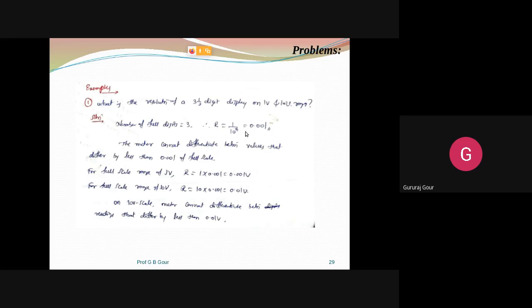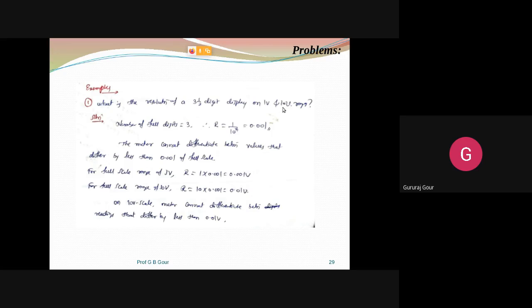So the resolution is 1 by 10 to the power n. As per what is given, the full digits for 3.5 are 3. So we can substitute, very simple, and we will get 0.001. If you want to express it in percentage, simply multiply it by 100. So we will get 0.1 percent.